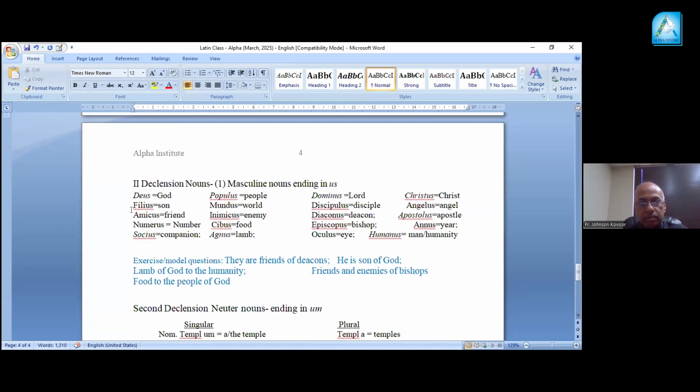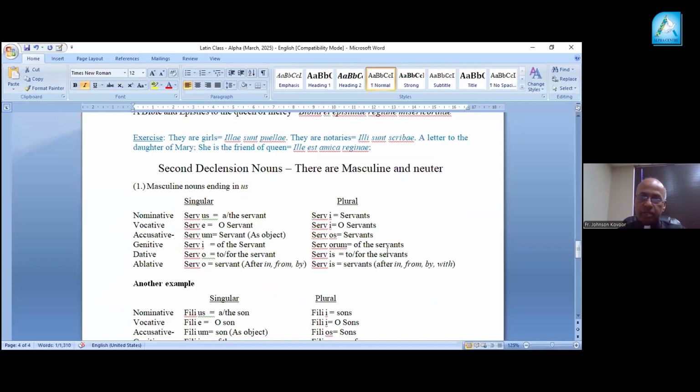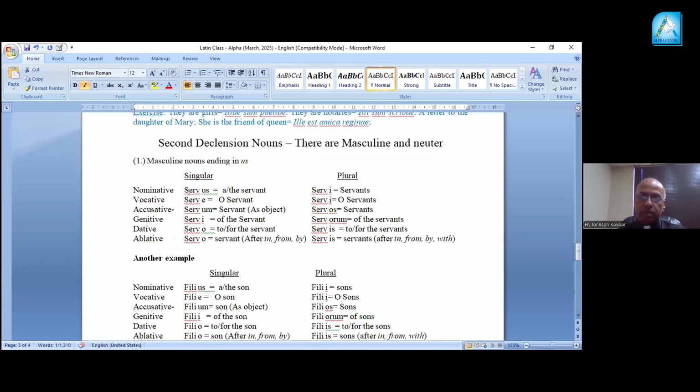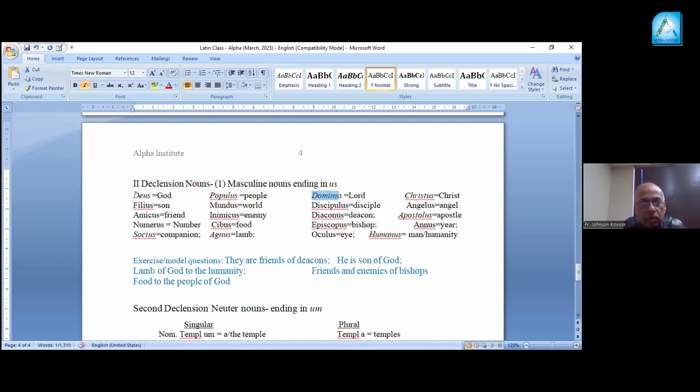Now coming to some masculine nouns. All these are in the nominative form. If you get a noun in the nominative form, you can easily decline it in all other cases. So just to go through, Deus means God. If we avoid US and add I, it will become genitive singular. So Deus becomes Dei in the genitive case.